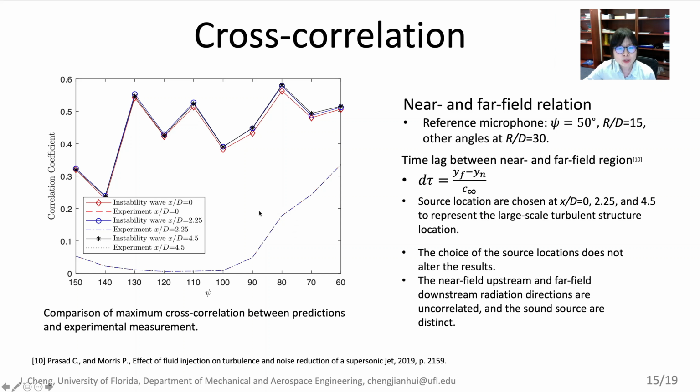From the experimental results, we can see that they almost overlap, which means that the choice of source location doesn't alter the results. And when the angle is less than 100 degrees, the correlation is almost non-existent, which means that noise sources are very distinct in the upstream and downstream directions.